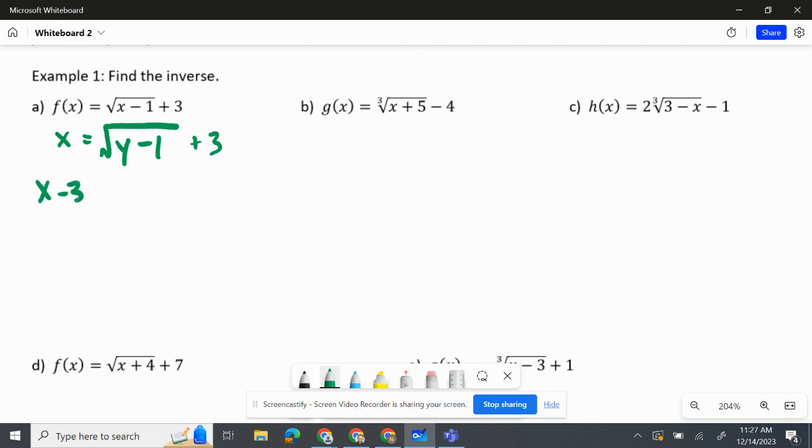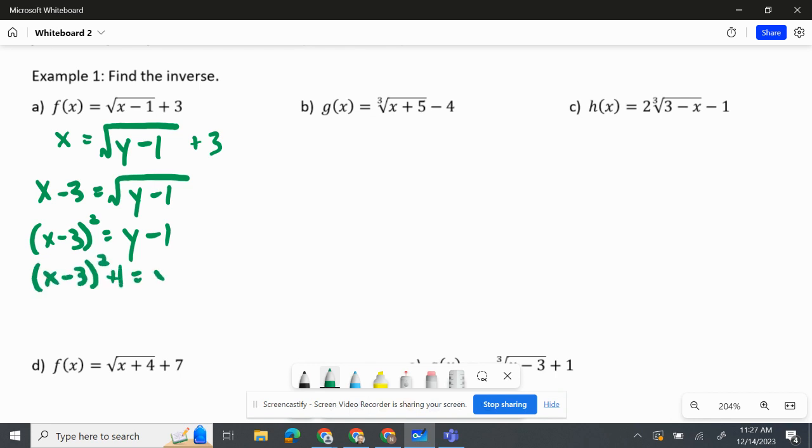So x minus 3 equals the square root of y minus 1. Then I square both sides. So x minus 3 squared is equal to y minus 1. And then I add the 1. So I have x minus 3 squared plus 1 equals y.